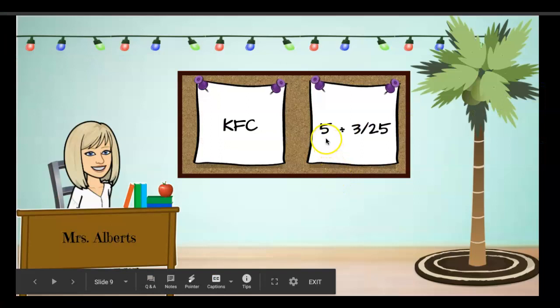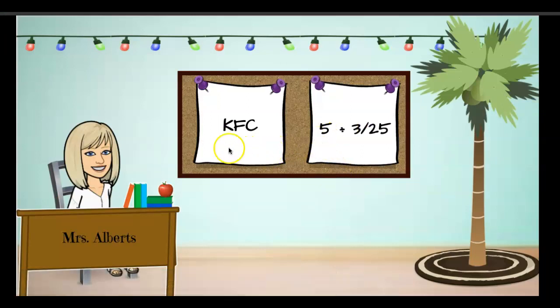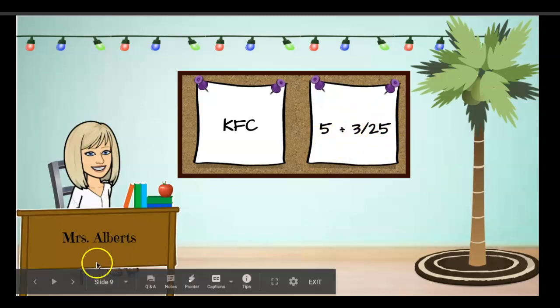So we keep this number the same. If it were me, I would do KCF because that's the order, but KFC reminds us of Kentucky Fried Chicken, so it's something easy for you guys to remember. So keep this first fraction the same. You flip the second fraction and change the sign to multiplication.